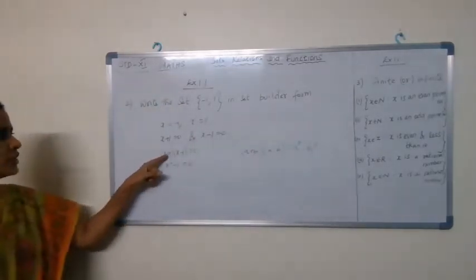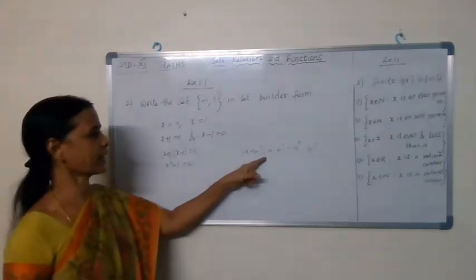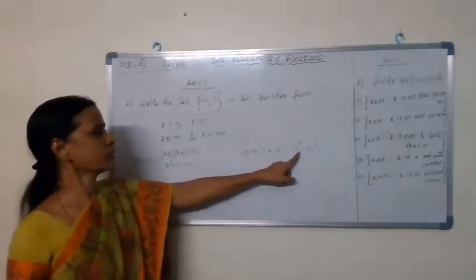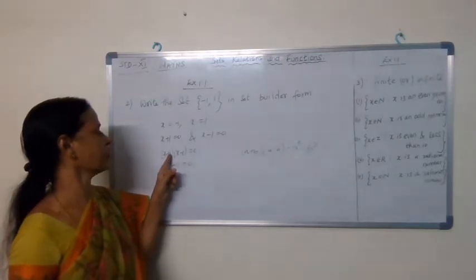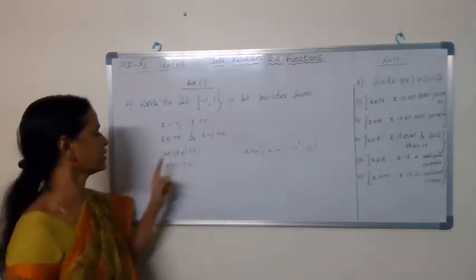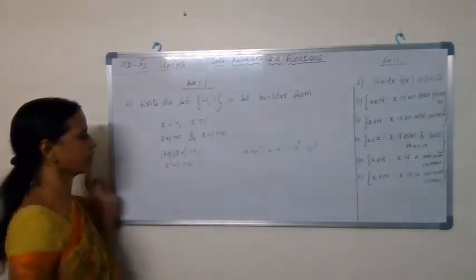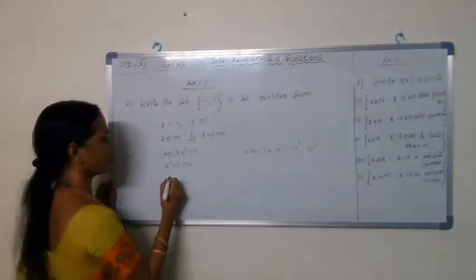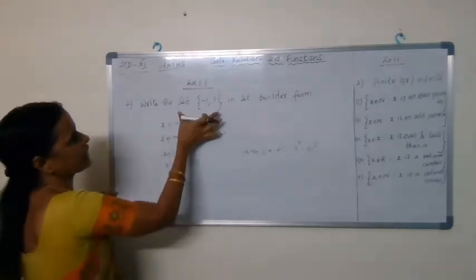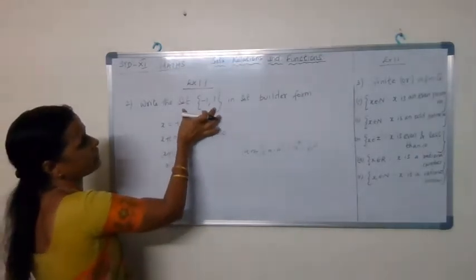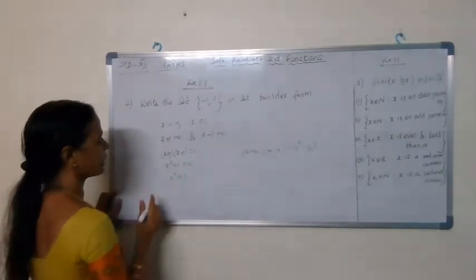Therefore, (x + 1) into (x - 1) you have in this pattern. If you use the formula, in the place of a you have x, in the place of b you have 1. So by applying this formula, this becomes x square minus 1 equal to 0, or you can also say that x square is equal to 1. Therefore, they are given in roster form. We have to convert this into set builder form.